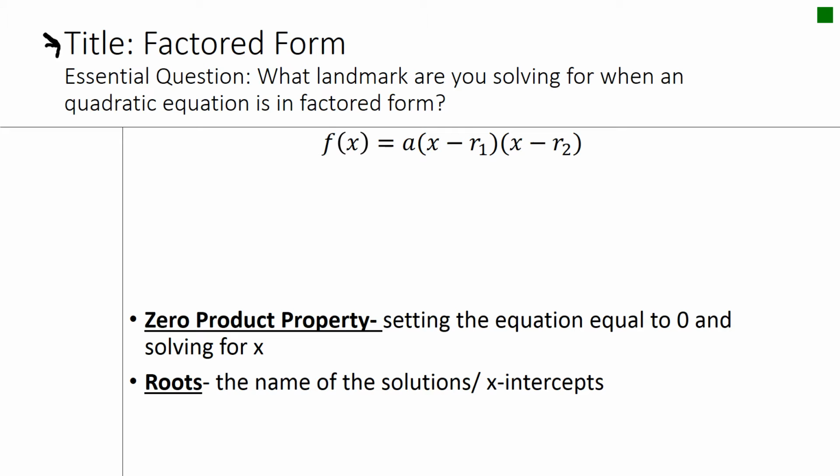Here's your skeleton outline. A is still going to be that stretch factor. Is it wide, narrow? Does it open up or does it open down? You must make sure that you are switching the signs of whatever these R1s and R2s are, and we're going to talk about those in a minute. So what do they mean? But make sure you do switch signs.